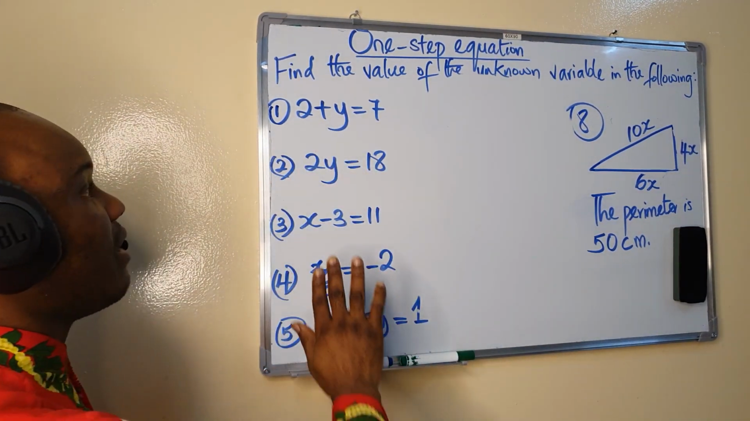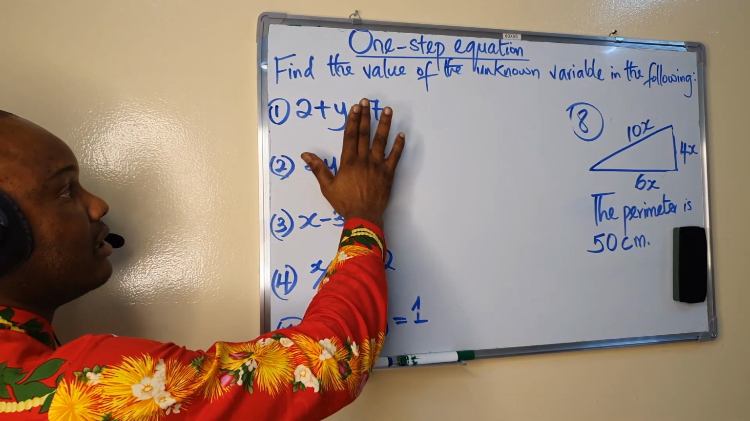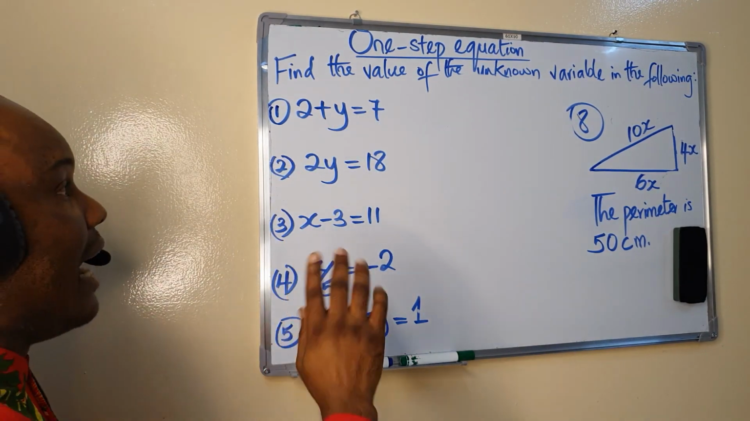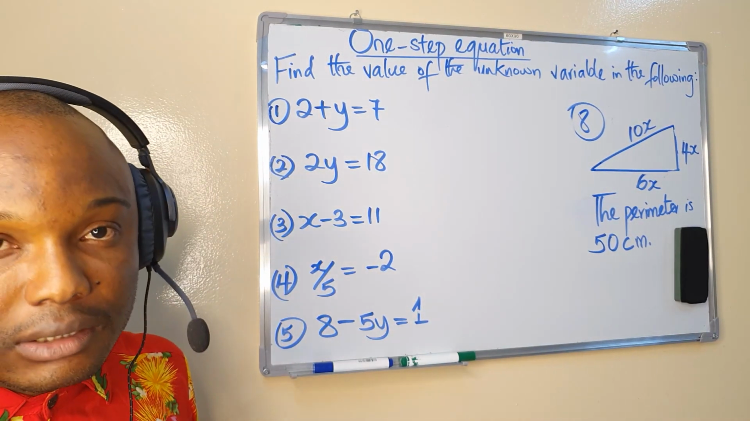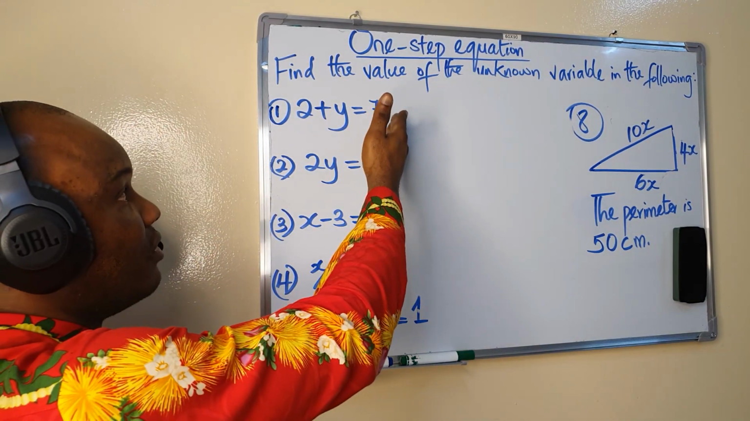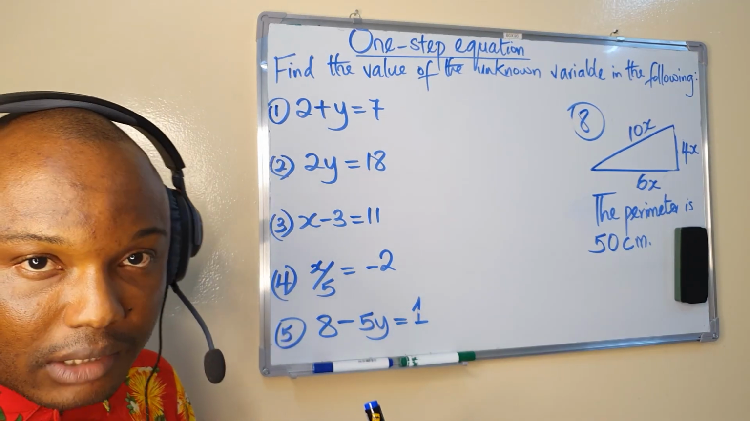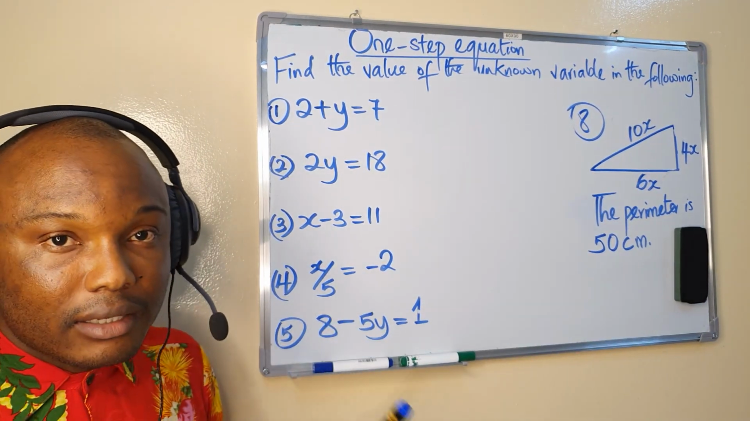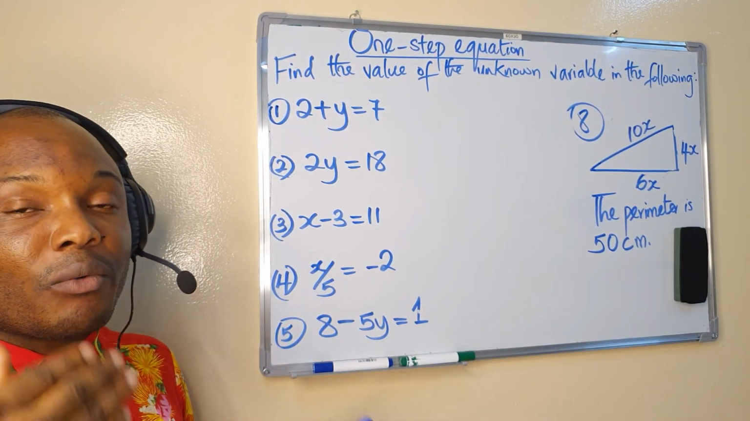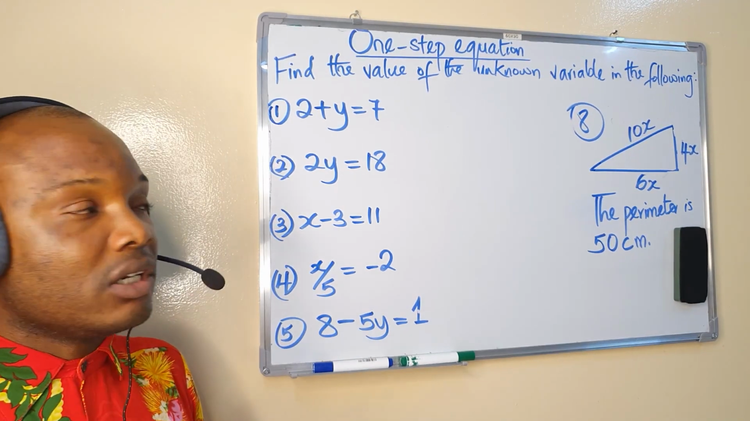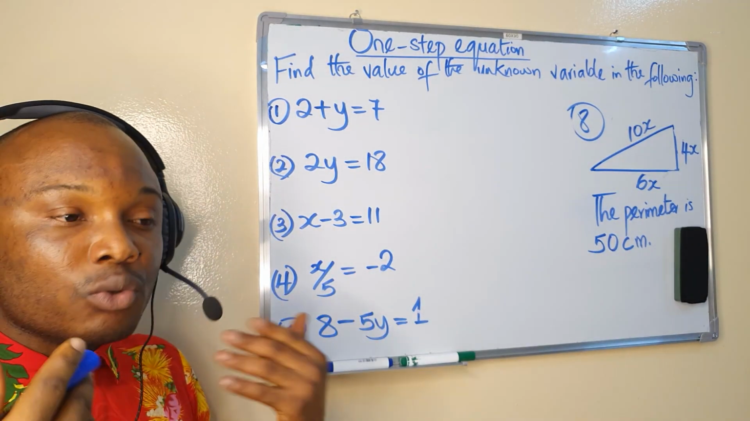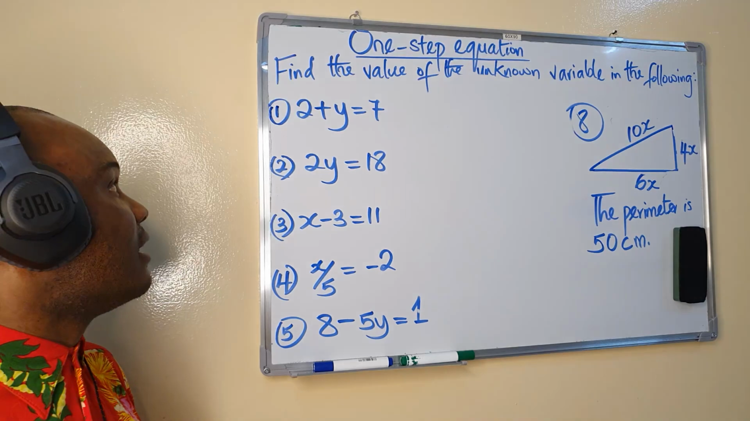The first case we have is 2 plus y is equal to 7. I know that you know the value of y already, because the only way to get 7 is when you add 5 to 2. So y is 5. We know that. Meanwhile, algebraically, I want to show you how this is done so that when you come into complex situations that you cannot guess, you will be able to apply the same rules to get the answer.